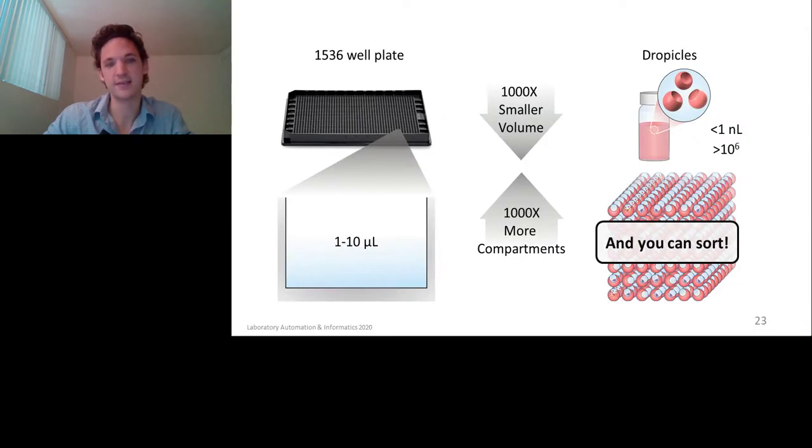If I had to summarize this whole presentation in one slide, and maybe this is particularly for the lab automation folks: if you take your 1536 well plate, which handles fluid volume in the range of 1 to 10 microliters, and I could tell you that you could have a particle reagent system that allows you to create compartments that are 1,000 times smaller, and create more than 1,000 times more compartments, and you could sort using only existing lab infrastructure, what would you do with these systems?